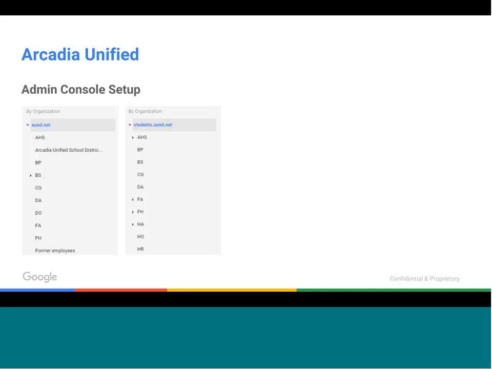I'm the Assistant Director of Technology, and hopefully you guys won't be disappointed, but we actually have a pretty plain OU setup. When we first signed up for Google Apps for EDU, the suggestion was to have two separate domains. So you can see on the screen that we have our staff domain, which is AUSD.net, and our students domain, which is students.AUSD.net.